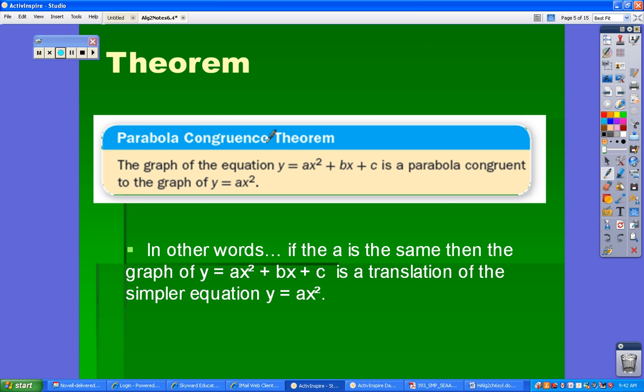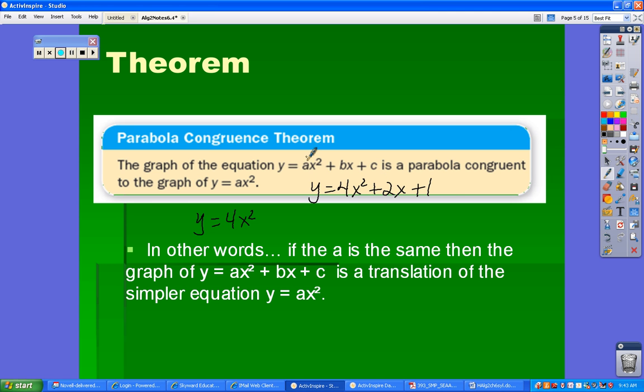Okay, the parabola congruence theorem says the graph of a standard form equation is going to be congruent to the graph of just y equals ax squared. It's talking about those mother functions again here. So if I have y equals 4x squared plus 2x plus 1, that's going to be congruent to the graph of y equals 4x squared. It's just going to be a shift of it somewhere.